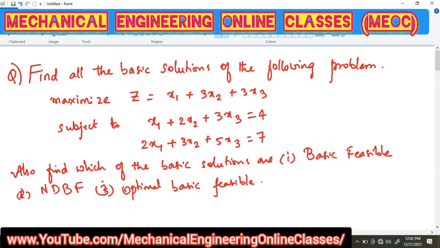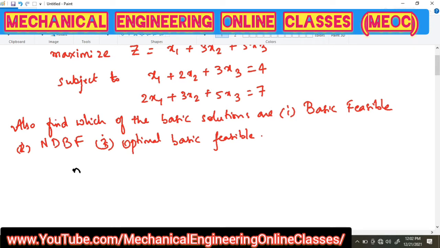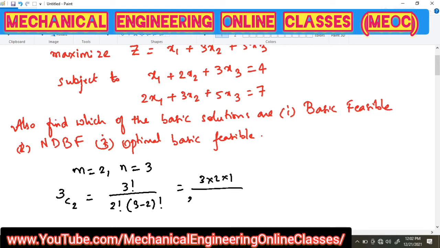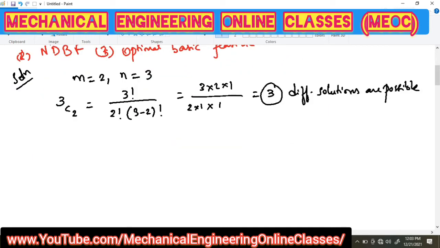The number of equations m is 2 and the number of variables n is 3: x1, x2, x3. So we have m is 2 and n is 3. How many basic solutions are possible? It is 3C2, which is 3 factorial by 2 factorial into 3 minus 2 factorial. This is 3 into 2 into 1 by 2 into 1 into 1 factorial, which is nothing but 3. So 3 different solutions are possible. So we can get 3 basic solutions. How do we get 3 different basic solutions?